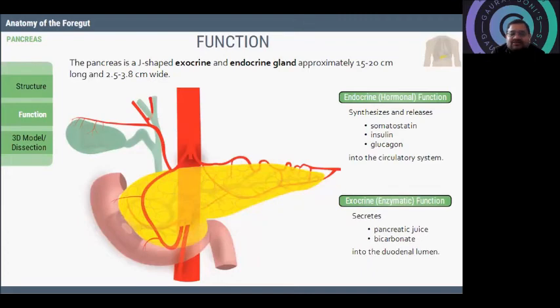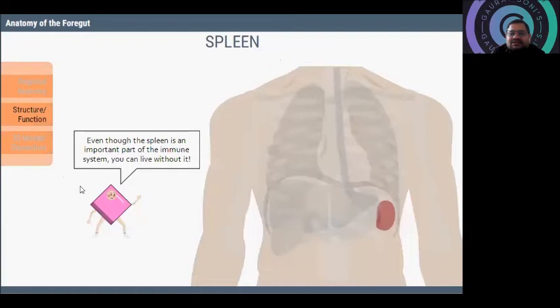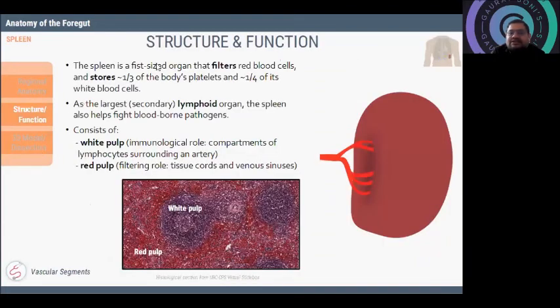Next, and the last one which we have to discuss here, is the spleen. Even though the spleen is an important part of the immune system, you can live without it. Structurally, the spleen is a fist-sized organ that filters the red blood cells and stores one third of the blood platelets and one quarter of the white cells. It is the largest secondary lymphoid organ, and consists of white pulp and red pulp.